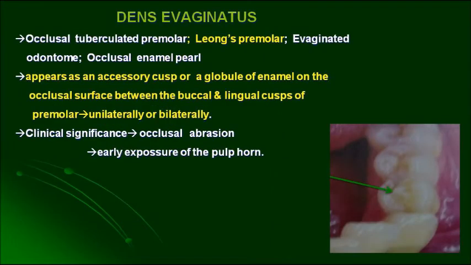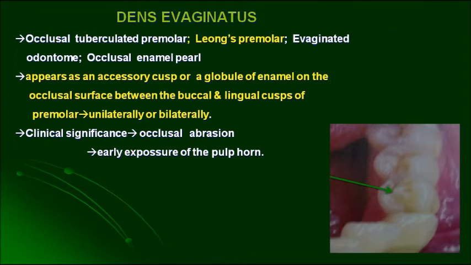Coming on to dens evaginatus. That is a very, very important question. In the case of dens invaginatus, the invagination was within the tooth, a tooth within a tooth appearance. But here you can see what? The evagination is towards the outside. Occlusally, you can see an extra cusp-like structure. That is known as Leong's premolar. When it is commonly seen in the premolar, it is called Leong's premolar.